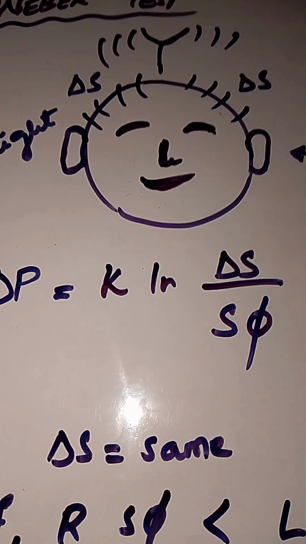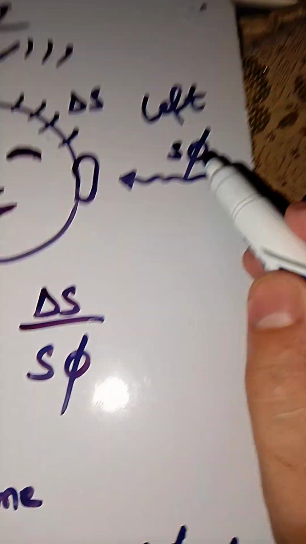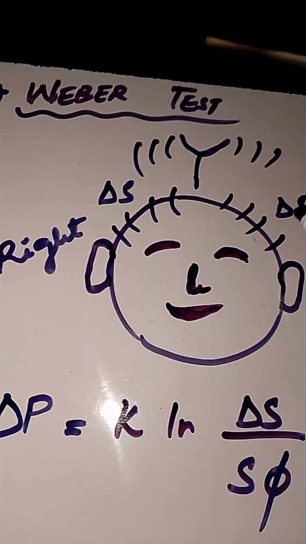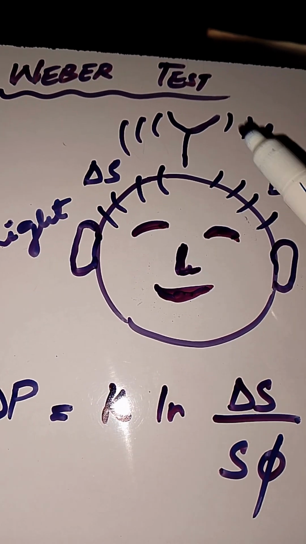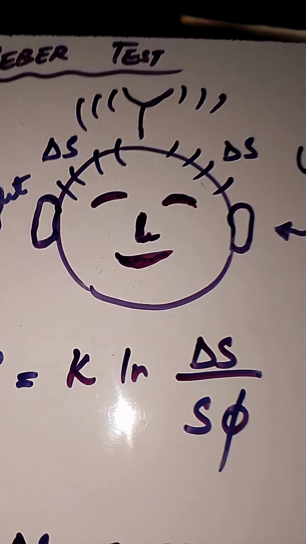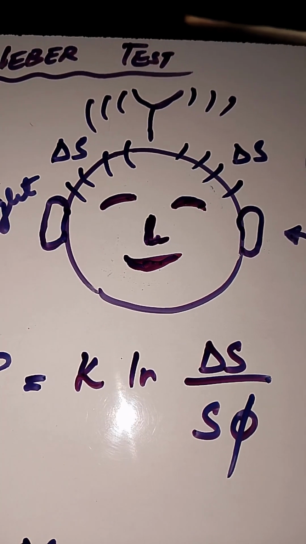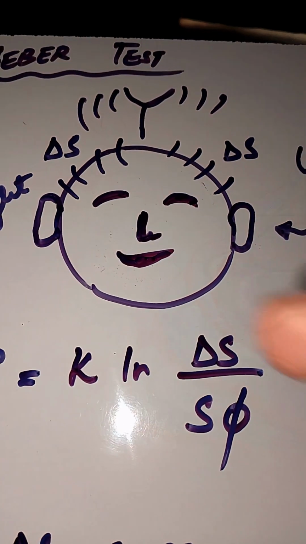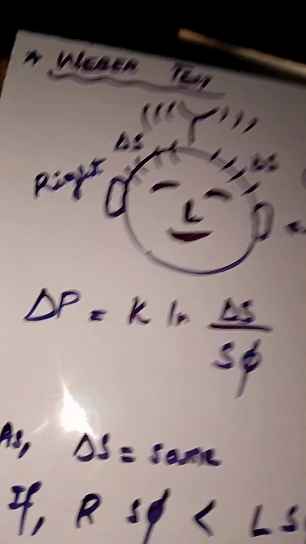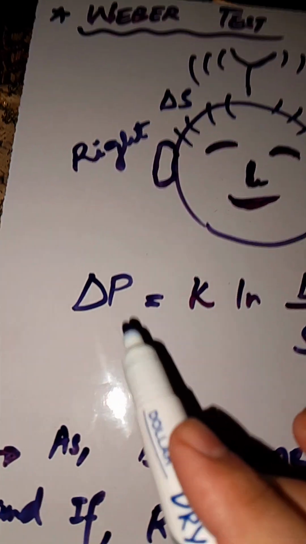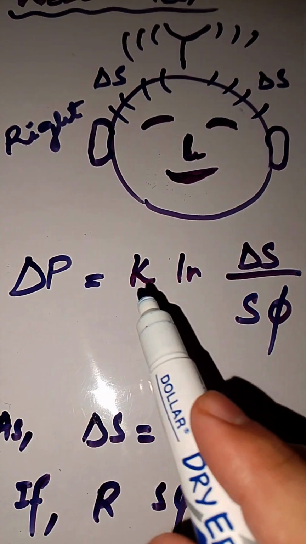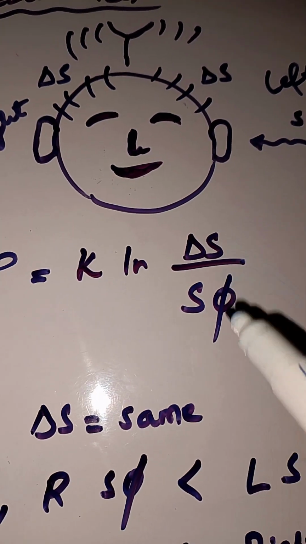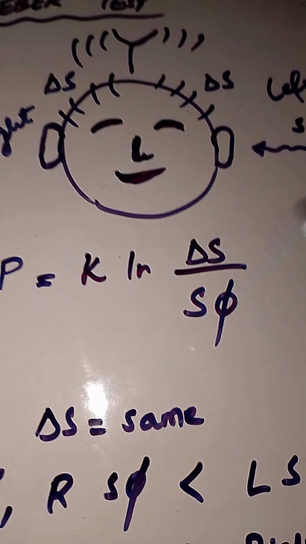And we have background noise also. So if I have background noise, which is represented by this, and this is the change in stimuli, which will be the same for both ears, because it is reaching both ears at the same time and at the same loudness. And this is the background noise. So I have the Weber's formula, which says that change in perception is equal to a constant of natural log of change in stimulus divided by background noise.